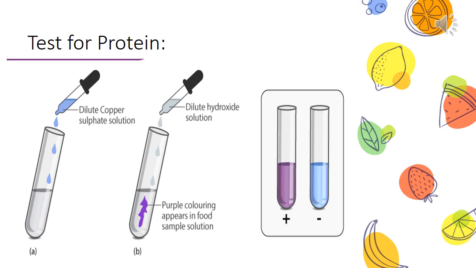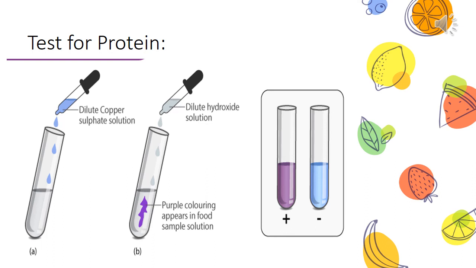Let's see the procedure. Mix the food sample with a few drops of water. We are always going to add water first. If it is solid, of course we are going to crush it, and then mix it with water, and we'll have a paste. Then that paste has to be taken in the test tube. After that, you need to add a few drops of copper sulfate solution, which is blue in color. Later on, you need to add a few drops of sodium hydroxide solution, which is transparent in color.